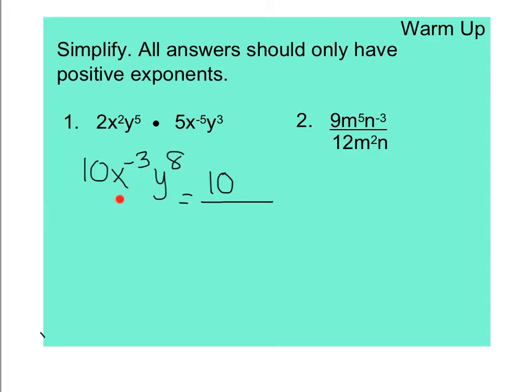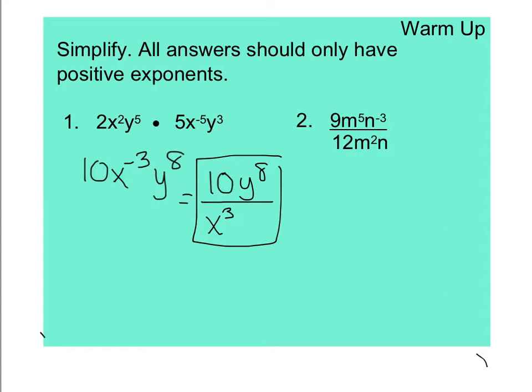Then I move on to the x. It does have a negative exponent, so since it's on top, it's going to cross the line and go to the bottom. The y to the 8th, well, that's positive, so it stays put. There's no other same bases, which means I know my answer is correct.